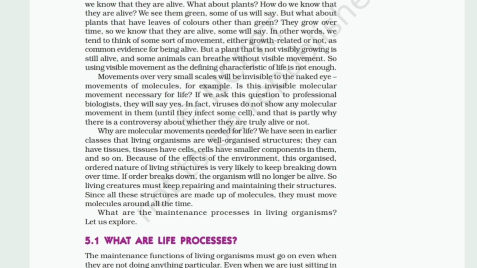Why are molecular movements needed for life? We have seen in earlier classes that living organisms are well-organized structures. They can have tissues, tissues have cells, cells have smaller components in them, and so on. Because of the effects of the environment, this organized, ordered nature of living structures is very likely to keep breaking down over time. If order breaks down, the organism will no longer be alive. So living creatures must keep repairing and maintaining their structures. Since all these structures are made up of molecules, they must move molecules around all the time.